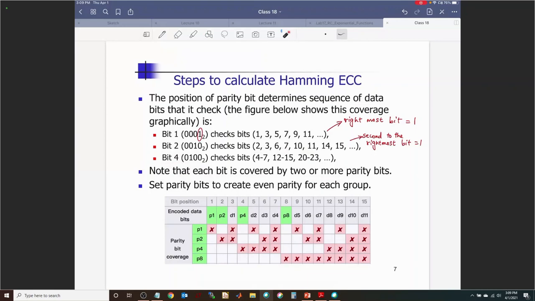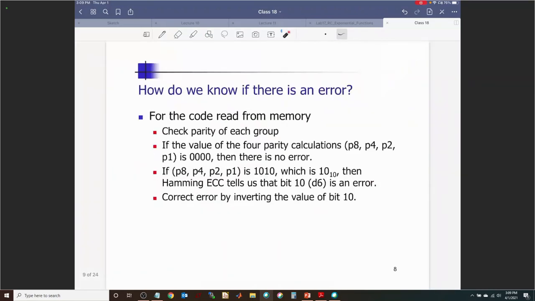Now we are going to set the parity bits such that they create even parity for each group. So we are going to determine P1, P2, P4, P8 in such a way that each group is going to have even parity, because we still need to figure out what the parity bits are. All right. The next question is, how do we know if there is an error?